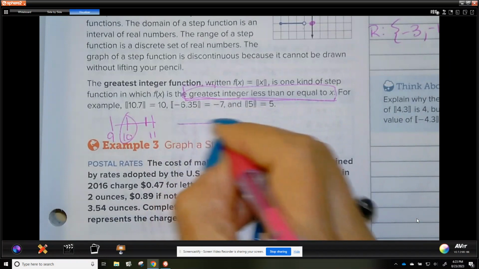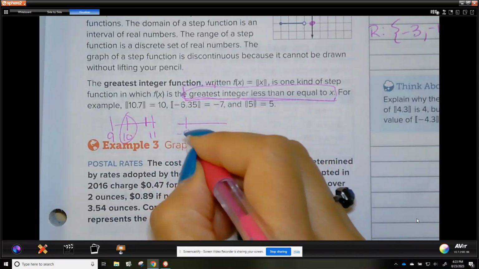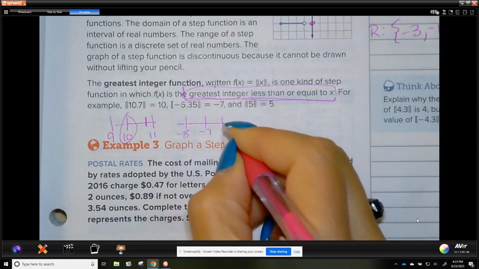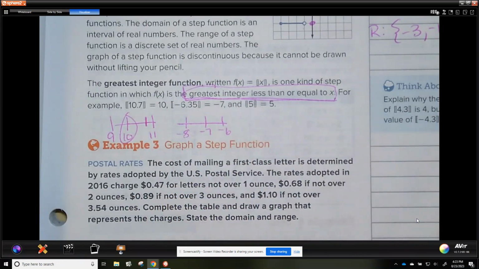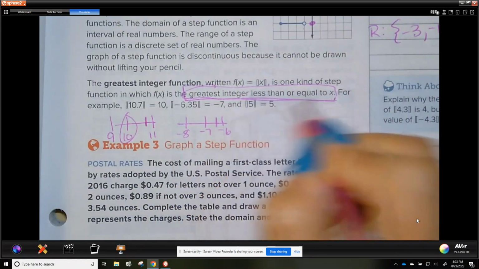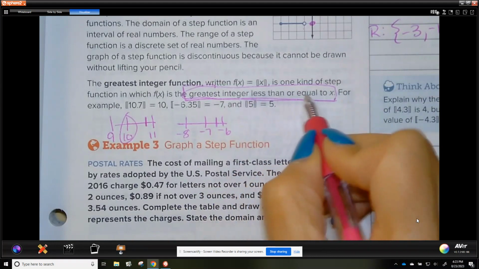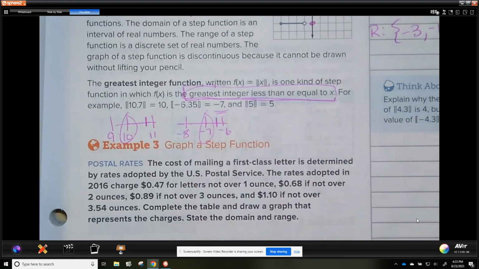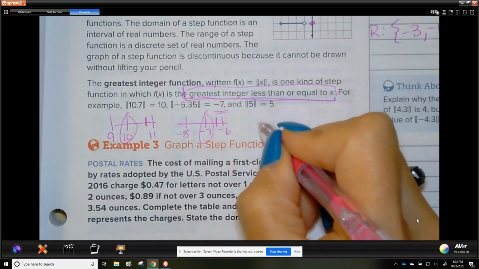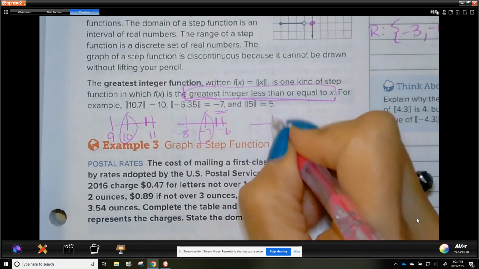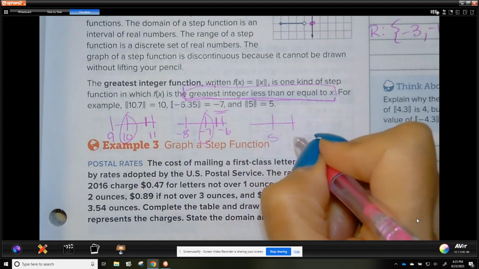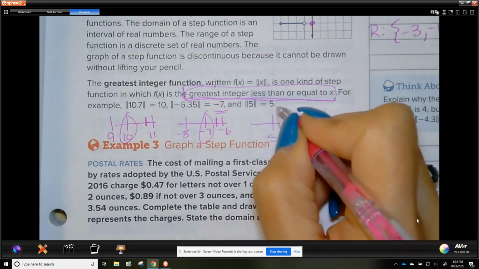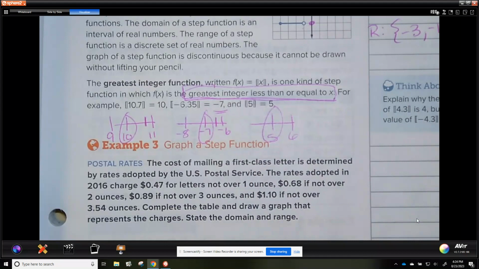Now when I do -6.35, I'm just drawing number lines. -6.35 is right here. So they want an integer less than or equal to, and for that, it's -7. And then for 5, it's just 5 because that's an integer. So 5 is that value.